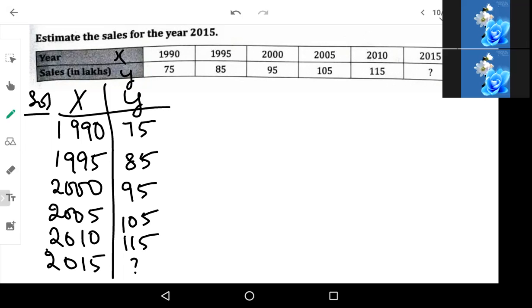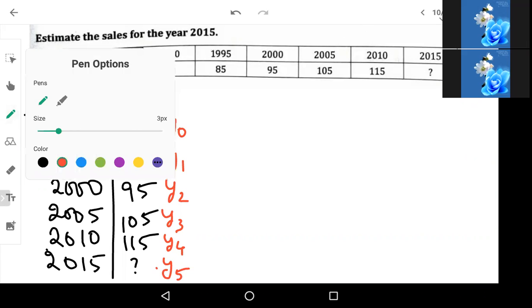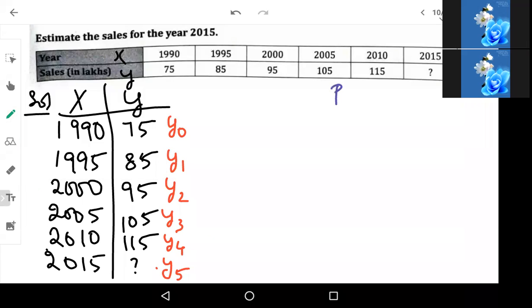Okay. Now the next step is naming the levels. So this will be Y0, Y1, Y2, Y3, Y4 and Y5. In the previous question we had only till Y4, but here we have till Y5. Now let us go to Pascal's triangle. You have to show Pascal's triangle in every problem. Okay. So let us start with Pascal's triangle.